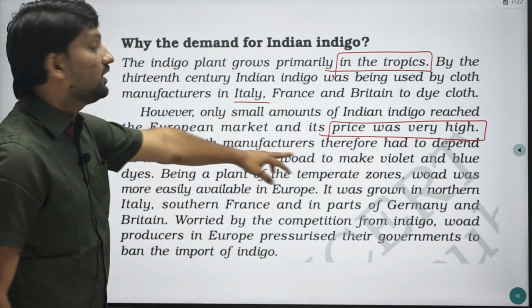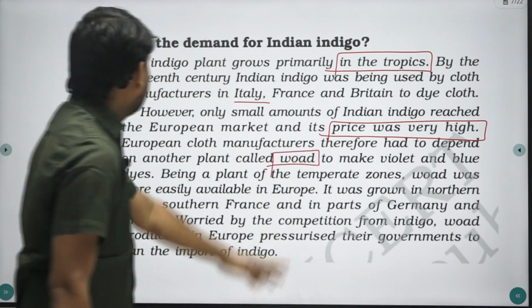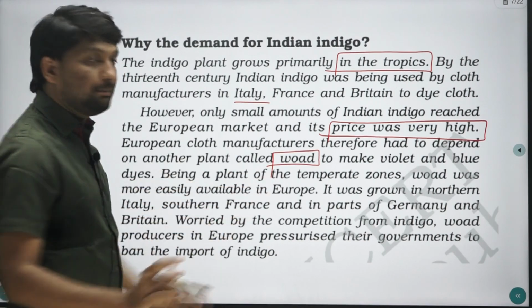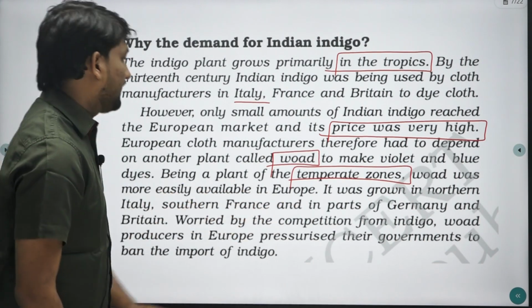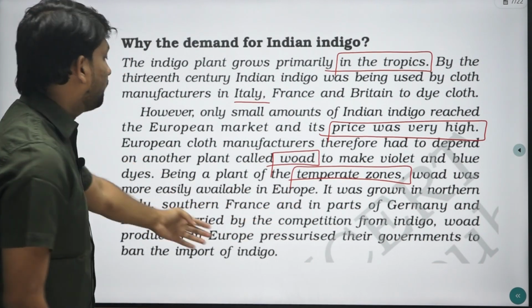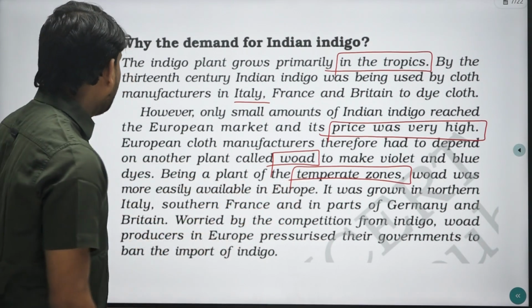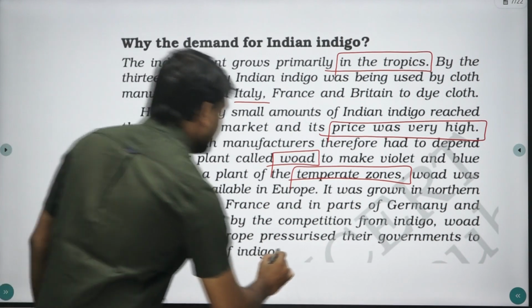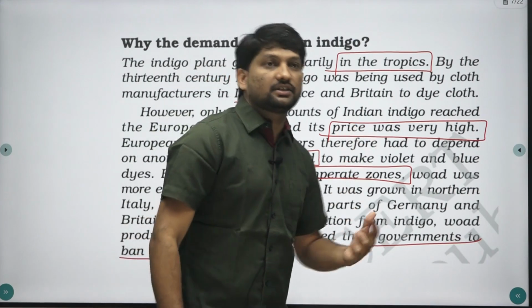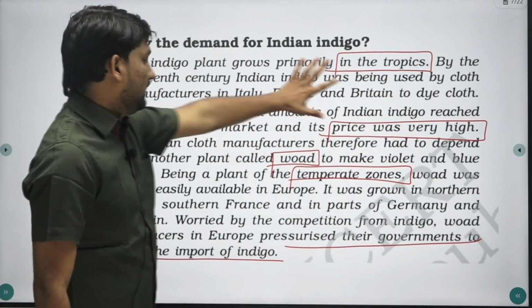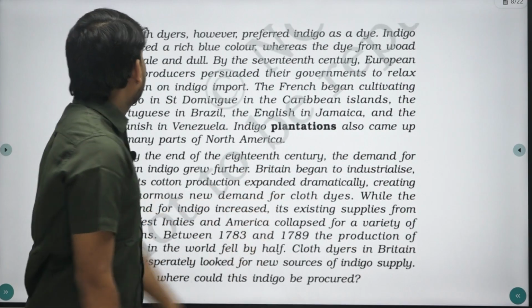European cloth manufacturers therefore had to depend on another plant called woad to make blue dyes. Being a plant of the temperate zone, woad was more easily available in the European market. It was grown in northern Italy, southern France, and parts of Germany and Britain. Worried by the competition from indigo, woad producers in Europe pressurized their governments to ban the import of indigo. We have already discussed that before industrialization, to protect woad producers, various governments in European countries banned the import of indigo.